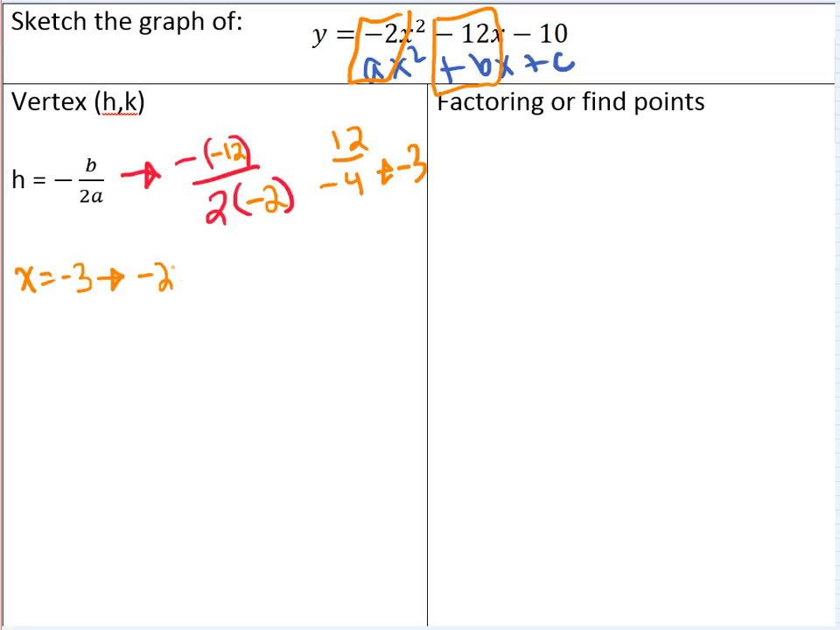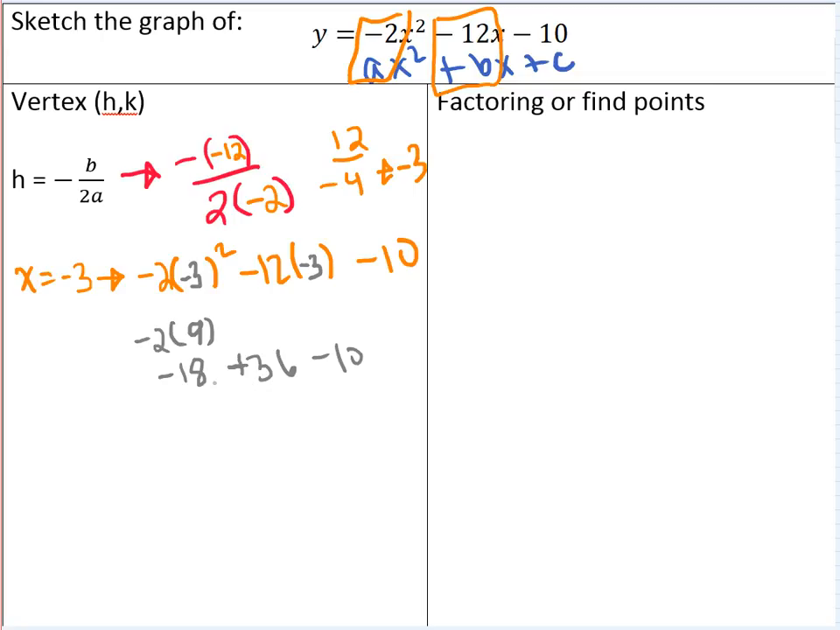So I have negative 2, leave a spot for my number, square it, minus 12, leave a spot for my number, minus 10. Okay, so what are we going to plug in? We're going to plug in negative 3. Negative 3 squared is 9, times negative 2 is negative 18. I'm sorry, negative 12 times negative 3 is positive 36. So I have negative 18 and negative 10 that I'm going to combine to get negative 28, plus 36. That's going to give me 8. Okay, so my vertex is at negative 3 and 8.